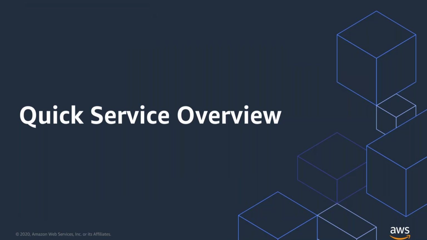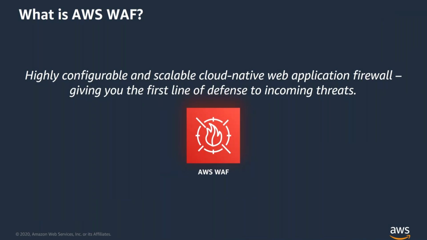Before I start, I would like to do a quick overview for those new to our service. So what is AWS WAF? WAF is a highly configurable and scalable cloud-native web application firewall, giving you the first line of defense to incoming threats.